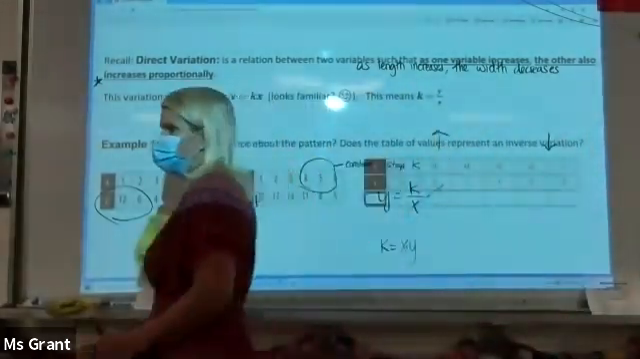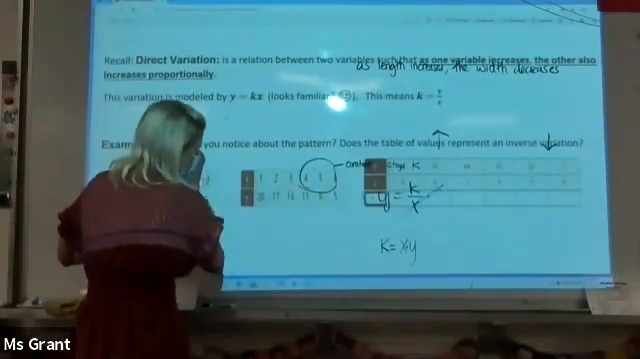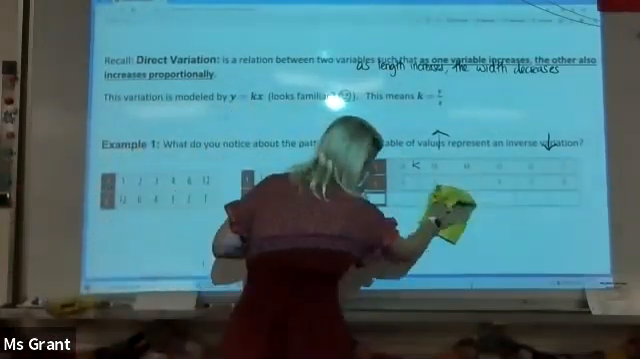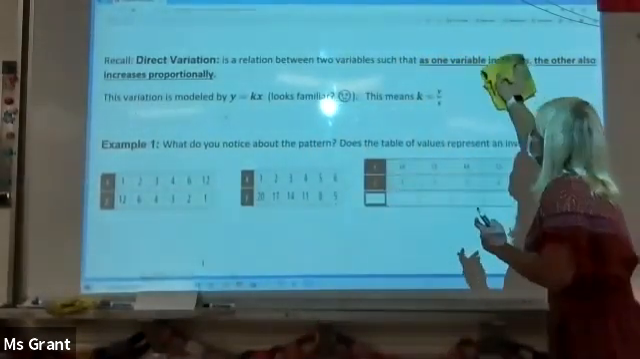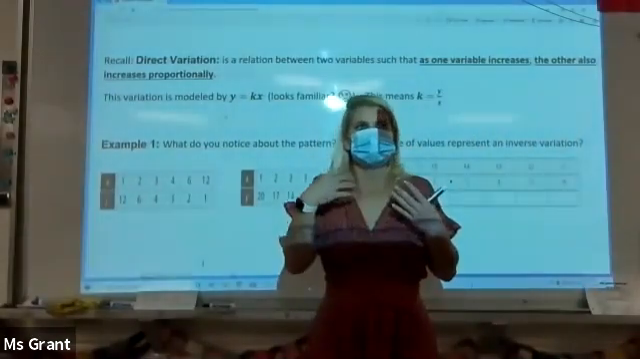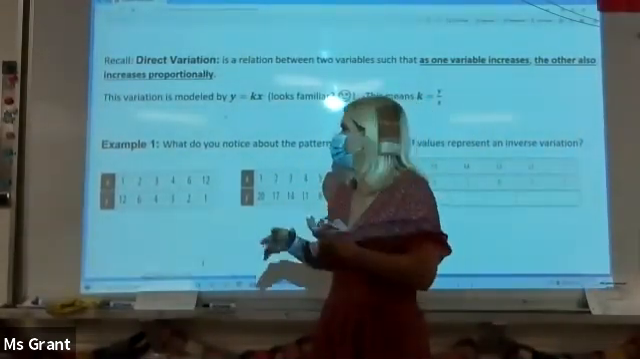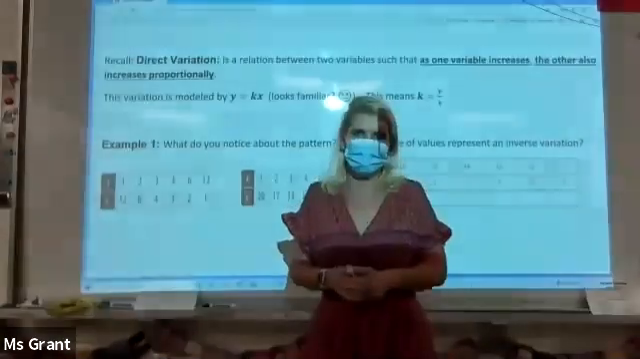Direct variation. Direct variation is how two things in life relate to each other, like the health of my body is directly related to how much I exercise.